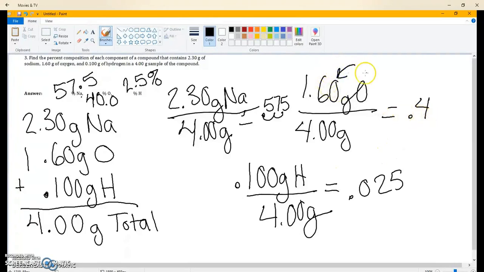Over here I get 0.4. Looking at my numbers, I see I have 3 sig figs here. I have 3 sig figs here. So when I move the decimal point over, I need to make sure that I include the extra zeros. So it's not 40%, it's 40.0%. Hydrogen, move that over, and I get 2.5. If I notice, there are 3 sig figs in this one, 3 sig figs in this one. So this means a 0 right there. And that's how you do percent composition.